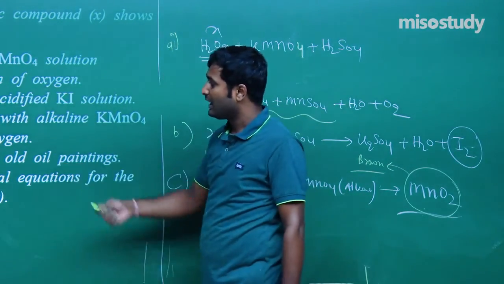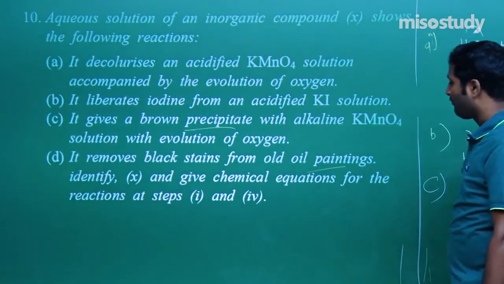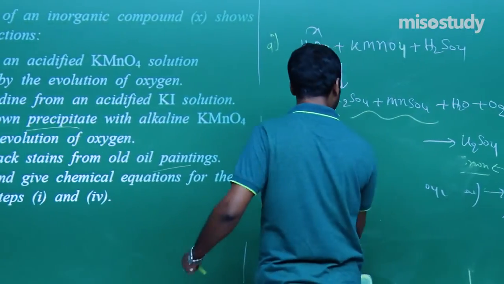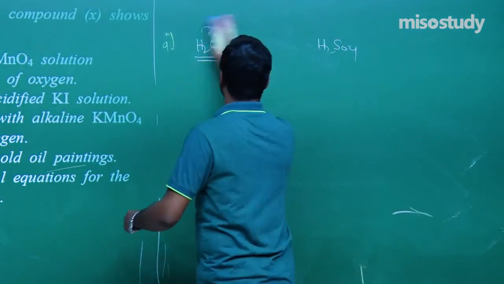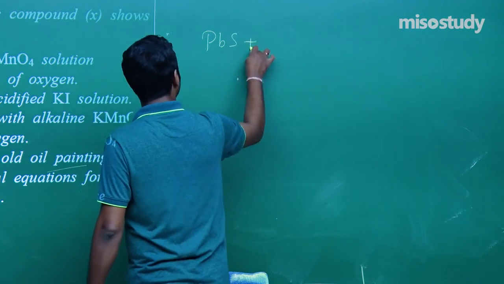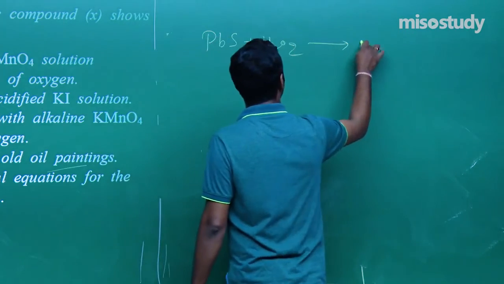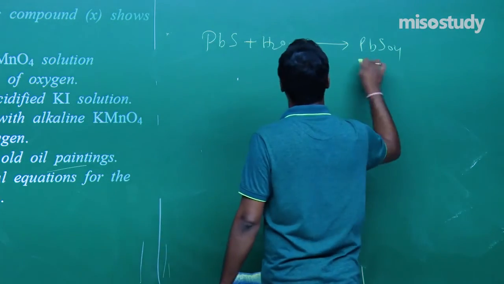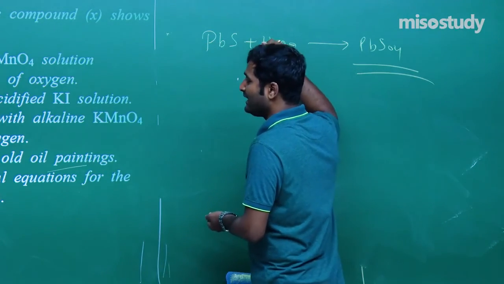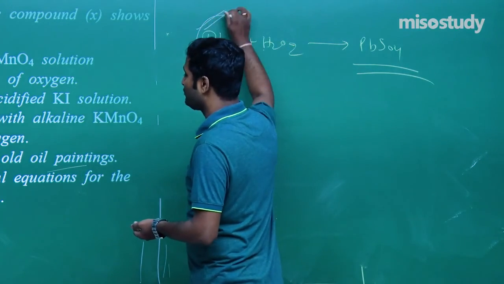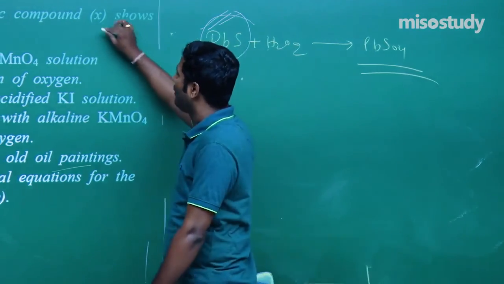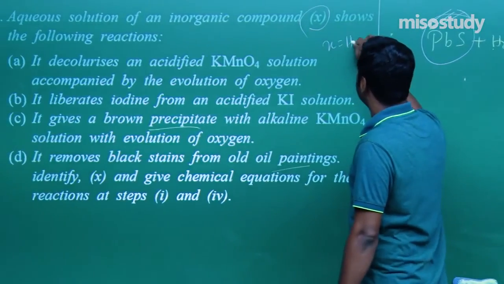plus O2. Now it removes the black stains from the old paint. As we know, what is the reason for black stains? That is PbS. Why removed? H2O2 on treatment gives PbSO4. This is the black stain, and it removes it from the oil painting. These are the complete reactions. By looking at these reactions, we can say X is H2O2.